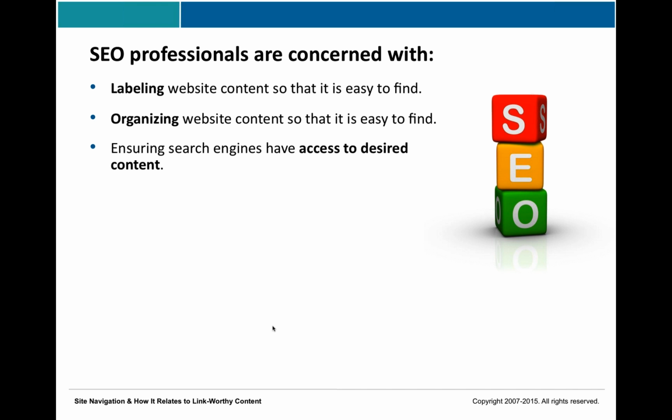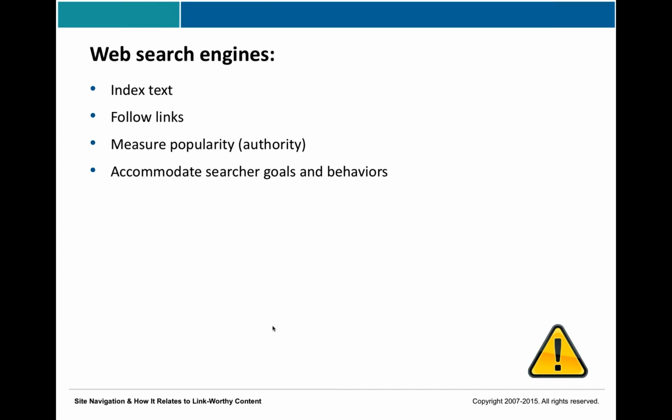Things SEO professionals are concerned with: labeling site content so that it's easy to find. That includes titles. That includes page headings. It also includes URLs. A URL is a content label. Organizing websites so that it's easy to find. That's usually the job of an information architect. And that's sometimes a good thing, and sometimes it's a bad thing because a lot of people think they have information architecture skills and they don't.